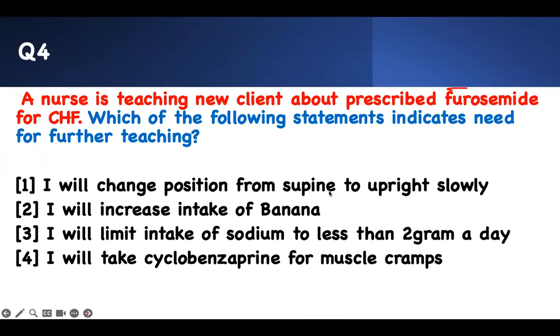I'll change position from supine to upright slowly. Yeah, orthostatic from the furosemide. I will increase intake of banana because it decreases your potassium. So banana indicates further teaching. This does not: I would limit intake of sodium to less than 2 grams a day. This does not need further teaching.